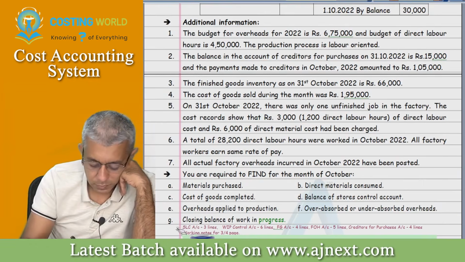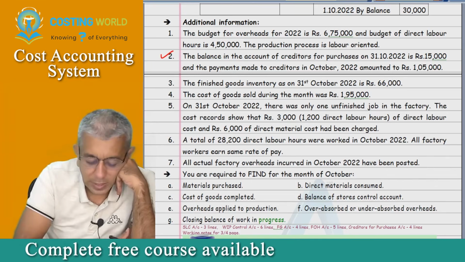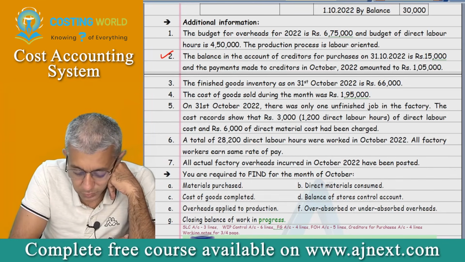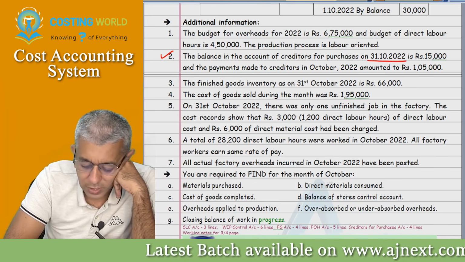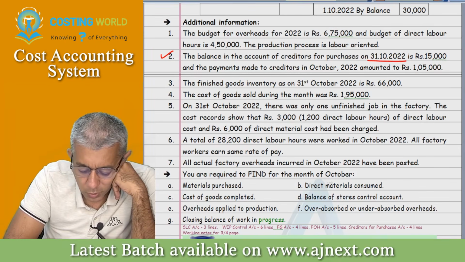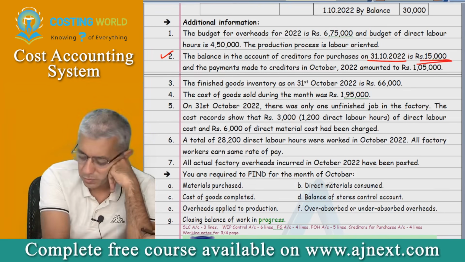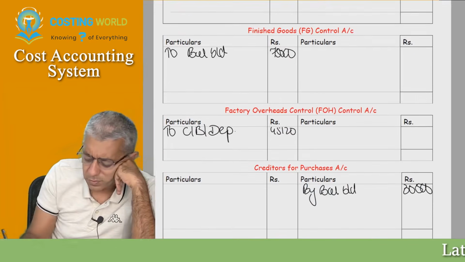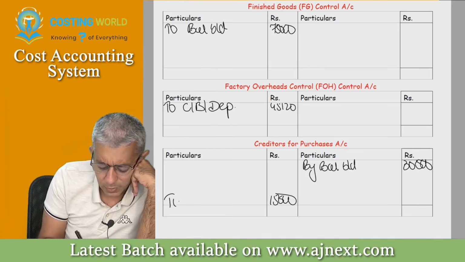Listen. I am doing adjustment number 2 for you. The balance in the account for creditors for purchases on 31st 10 2022 is 15,000. And the payments made to the creditors in October 2022 amounted to 1,05,000. Can you say this is the closing balance of creditors? Yes, sir. So which side should I write it? Debit side. Can you say this is to balance carried down?